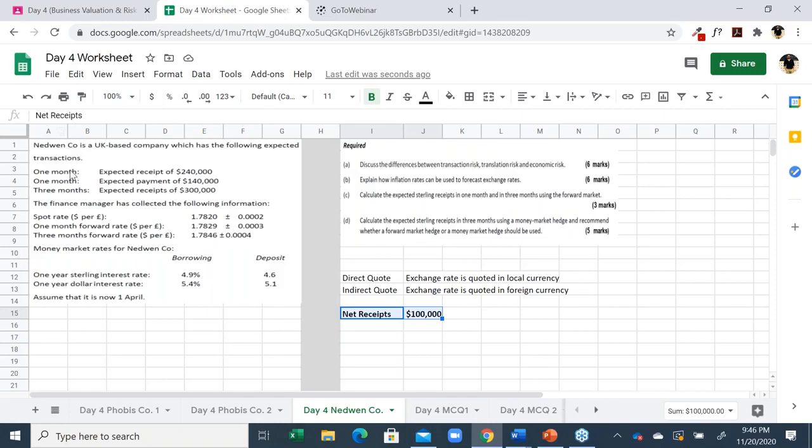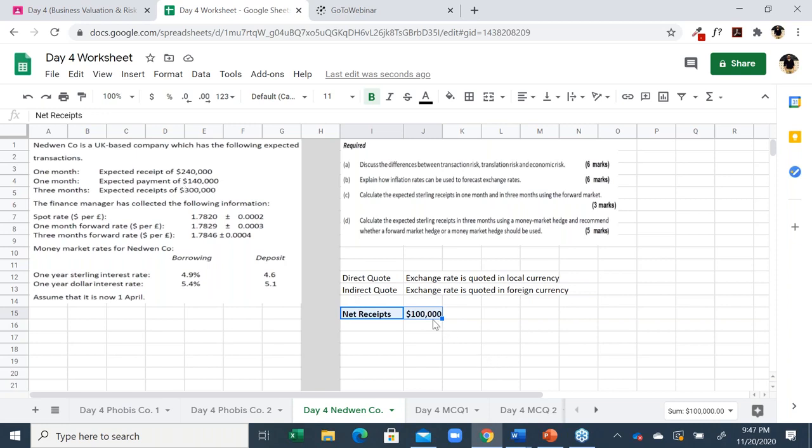Okay, because this company is going to receive $240,000 in 1 month's time, and it is also going to make a payment in the same currency after 1 month's time. So the timings are the same, and the currency unit is the same. In that case, we first need to net off the figure. There is no point in hedging the receipt first and then the payment.